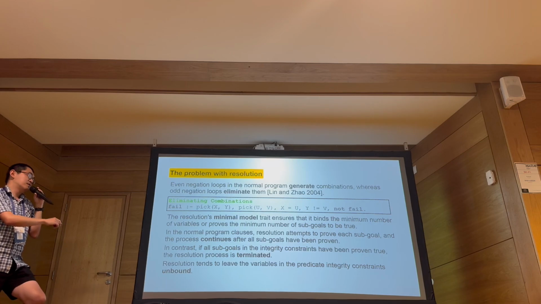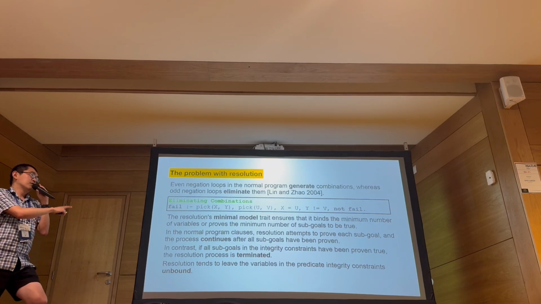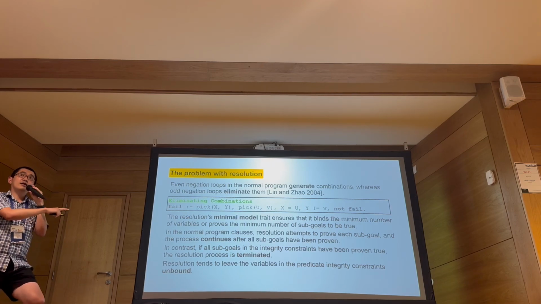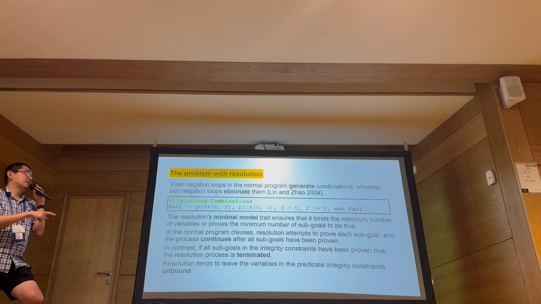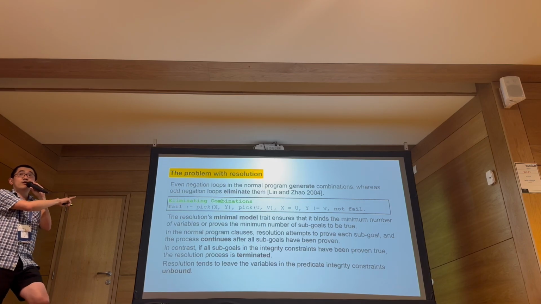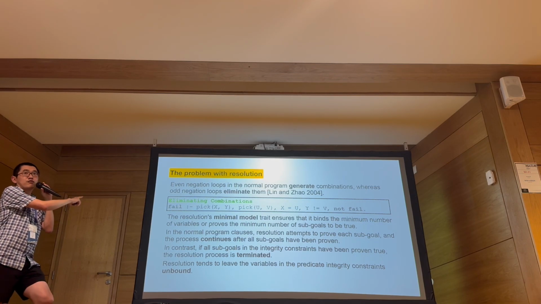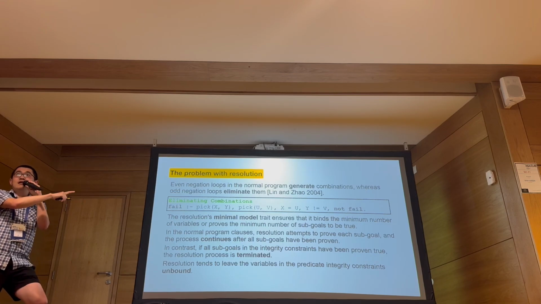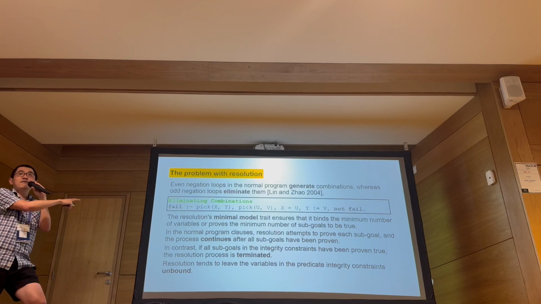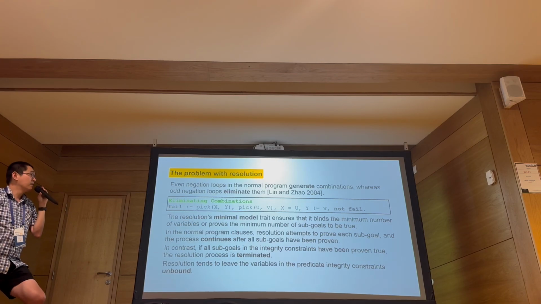Mainly because the resolution in this case will still tend to leave the variables in the integrity constraint unbound to satisfy it. For example, with these rules, if the resolution tries to do nothing, this constraint will not be violated, and the resolution will be happy. So okay, we continue moving on. But in fact, we want to check whether there is any violation of this constraint or not.